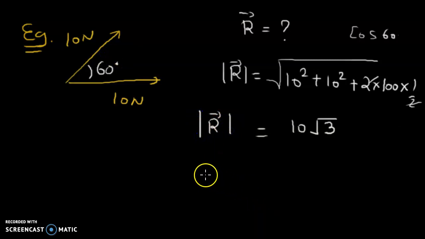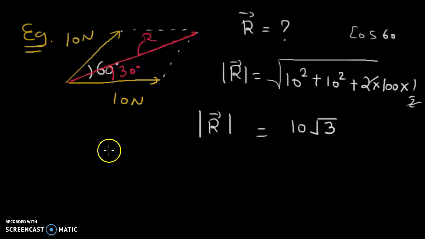But if I ask what would be the angle, you can solve it completely, but you can also feel it. In that case, both vectors are equal, so the resultant would be in the middle. It is actually a rhombus, so the diagonal would bisect the angle. The resultant vector would bisect it into two equal parts, so it makes 30 degrees with this vector. So the resultant vector would be 10 root 3 and makes an angle of 30 degrees.